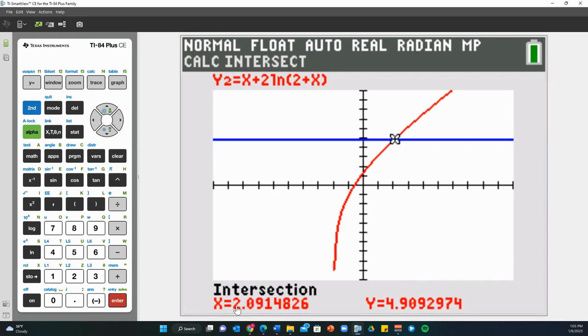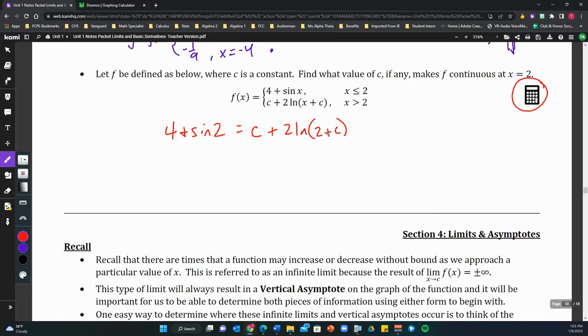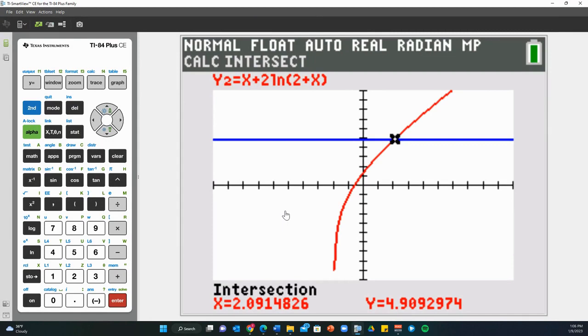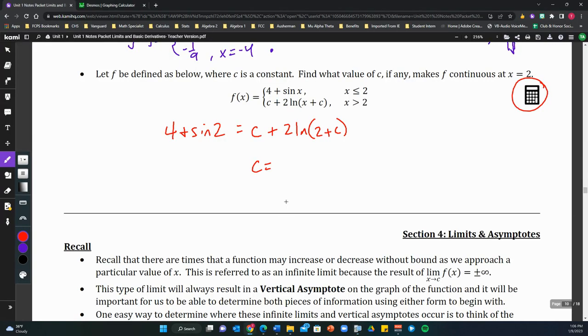It says x equals 2.091, but again, on paper, that is really the value of c that we are missing. So c equals 2.091. Everything wanted to glitch there, so let's try that again. 2.091.